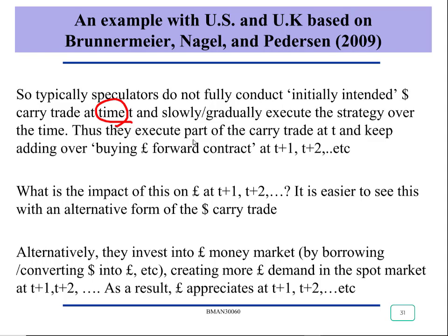Thus, they execute part of the dollar carry trade strategy at time t and keep adding dollar carry trade strategy at t+1, t+2, borrowing dollar or buying pound forward contract. What is the impact of this on pound at t+1, t+2? It is easier to see this with an alternative form of the dollar carry trade, which means borrowing dollar, converting and investing to pound. If investors keep doing that at each time, there will be higher pound demand in the spot market. That means appreciation of pound at each time.